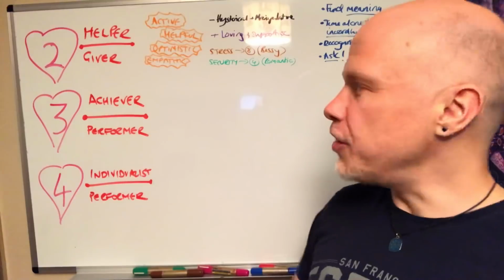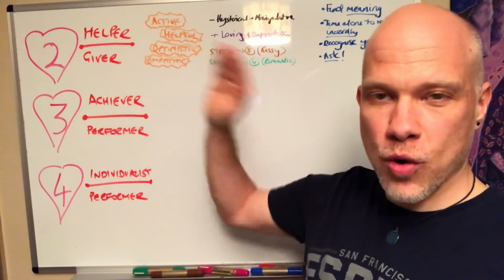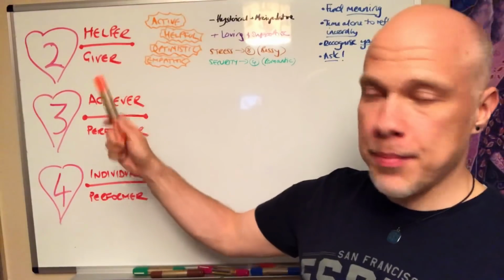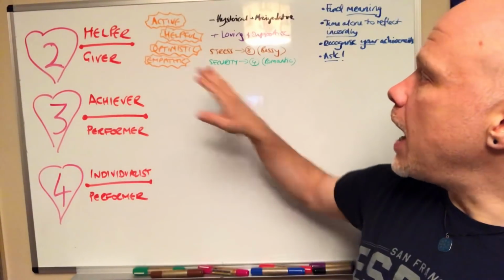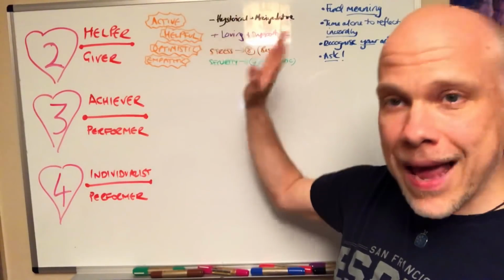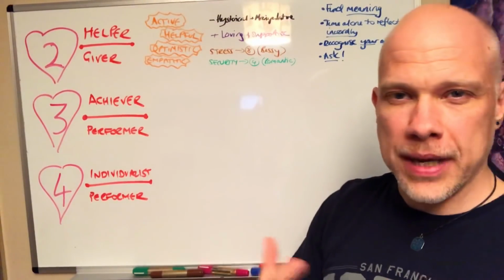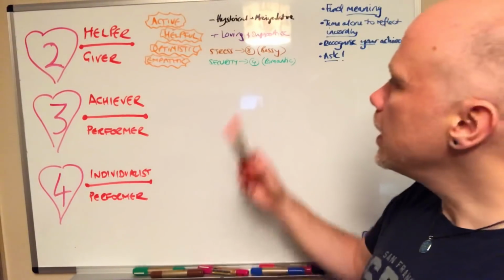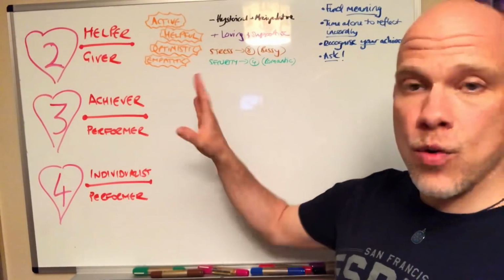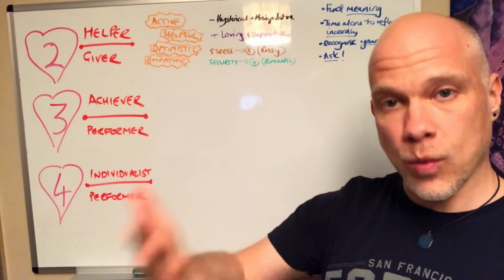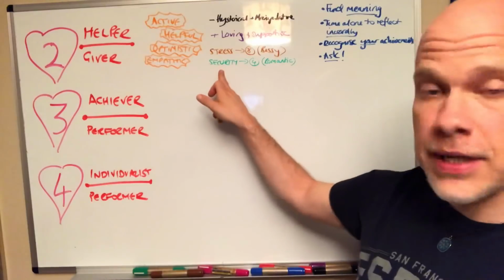So here we are with the number 2, the helper, stroke giver. And what I'm going to do for each of those is talk to you a bit about the type in terms of its qualities. I'm also going to talk to you about what it can be like when it's at its best and when it's at its worst, so when somebody is in a healthy state and an unhealthy state. I'm going to talk to you about how the type changes, or what type it moves towards, when it's in stress and when it's in security.